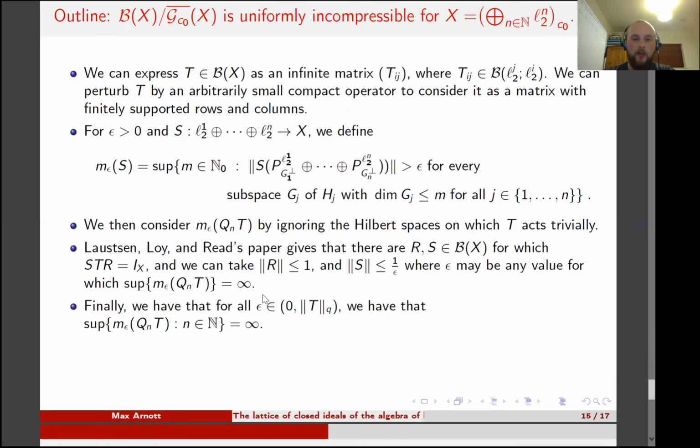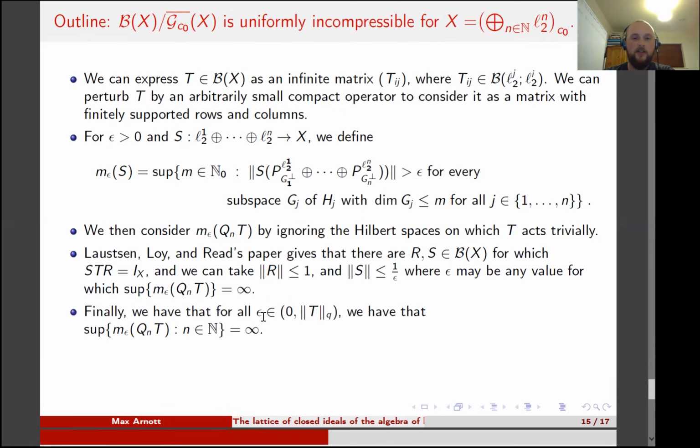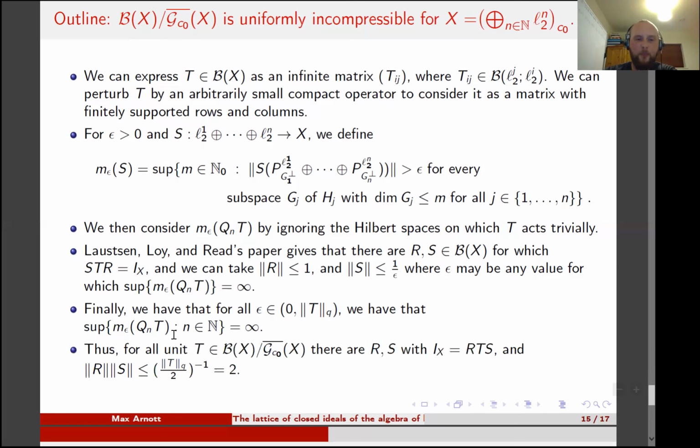What we showed more recently is that you can actually take epsilon to be anything less than the quotient norm of T. And what that tells you is that when you take epsilon less than the quotient norm of T, you get that M epsilon Qnt is equal to infinity. That's true whenever T does not factor approximately through C0. And this basically ties the result together.